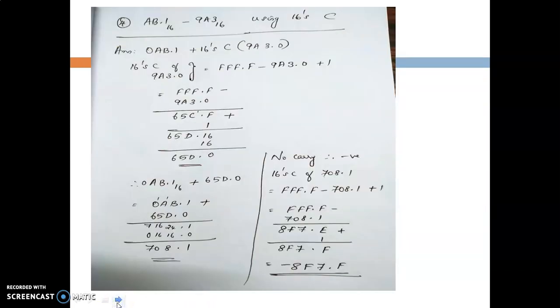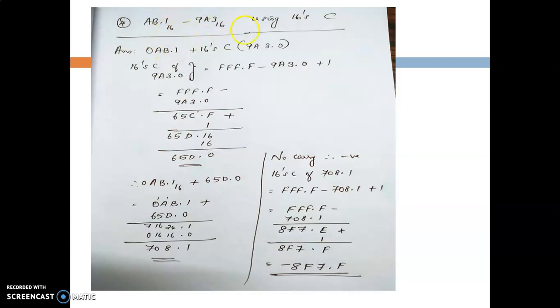Now, an example using 16's complement. The example is AB.1 minus 9A3 to the base 16 using 16's complement. So how will you find this? Here you have to make sure the number of digits on both sides, in the whole number as well as the fractional part, are the same. So for AB, I make it 0AB, and since there is a fractional part here, I make it 9A3.0. That is compulsory, otherwise your result will go wrong.